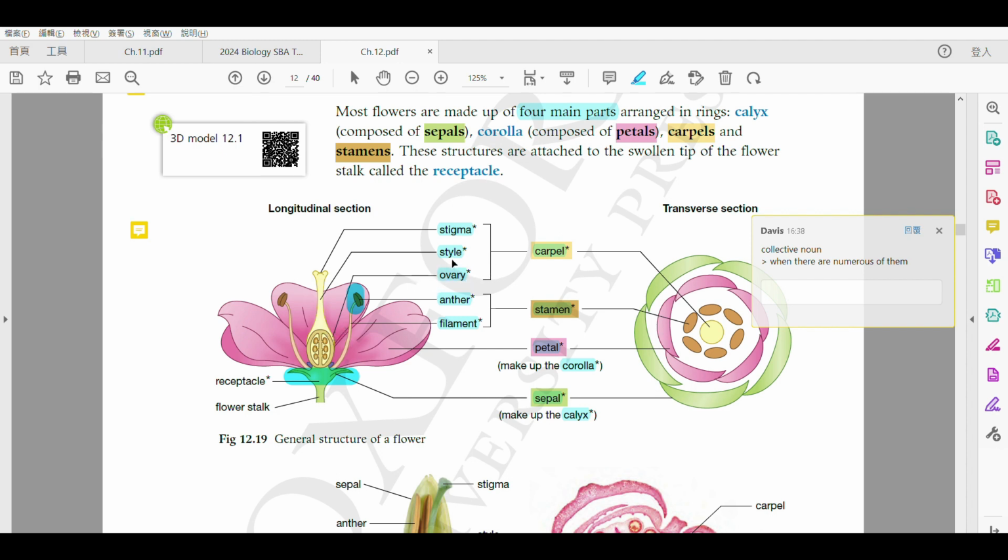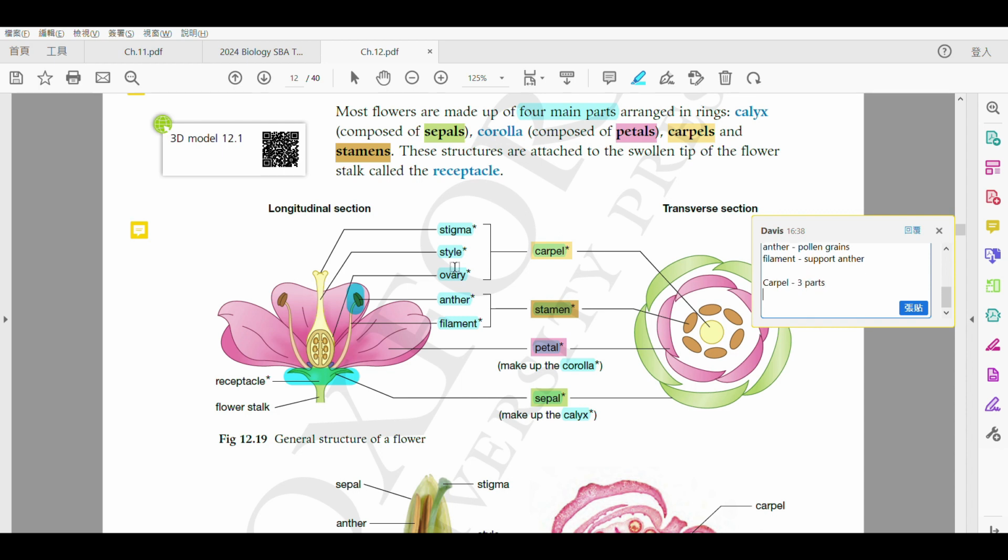Okay, so ovary, this word should be the most familiar to you, because you have learned this word in science when we talk about female humans. Ovary is the organ of female that produces eggs or ova. Okay, so just jot down a bit of notes. So when we talk about carpel, there are three parts.